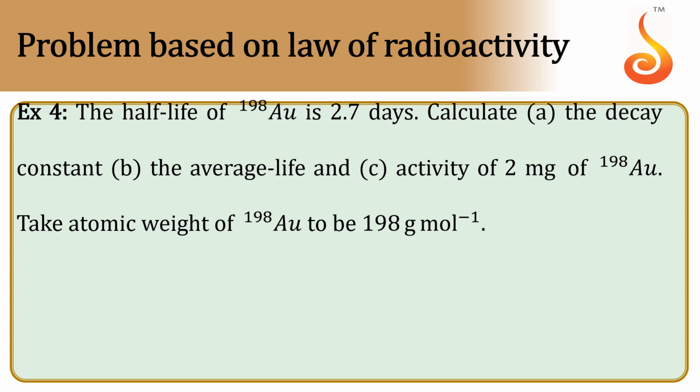The half-life of 198 Au is 2.7 days. Calculate the decay constant, the average life, and the activity of 2 mg of 198 Au. Take the atomic weight of 198 Au to be 198 gram per mole.